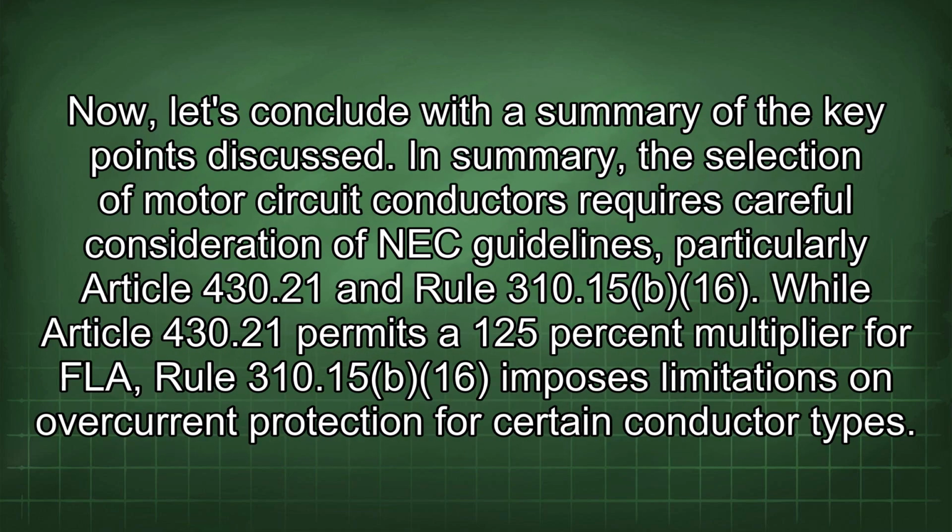Now, let's conclude with a summary of the key points discussed. In summary, the selection of motor circuit conductors requires careful consideration of NEC guidelines, particularly Article 430.21 and Rule 310.1516. While Article 430.21 permits a 125% multiplier for FLA, Rule 310.1516 imposes limitations on overcurrent protection for certain conductor types.